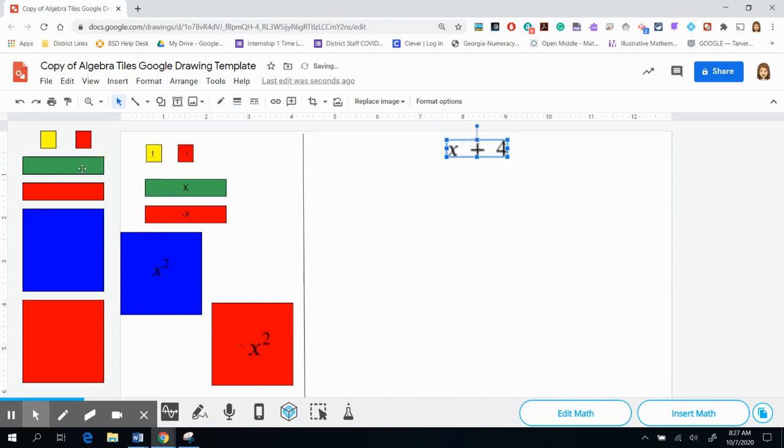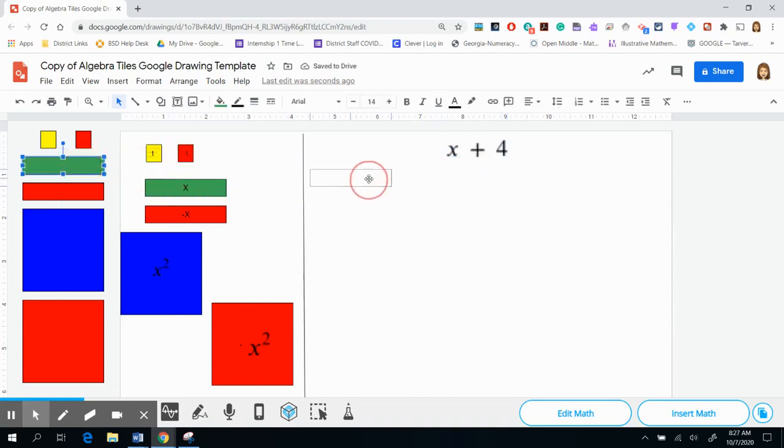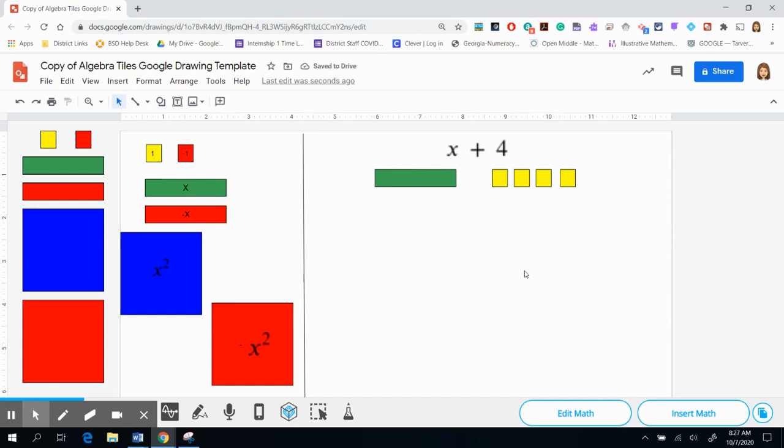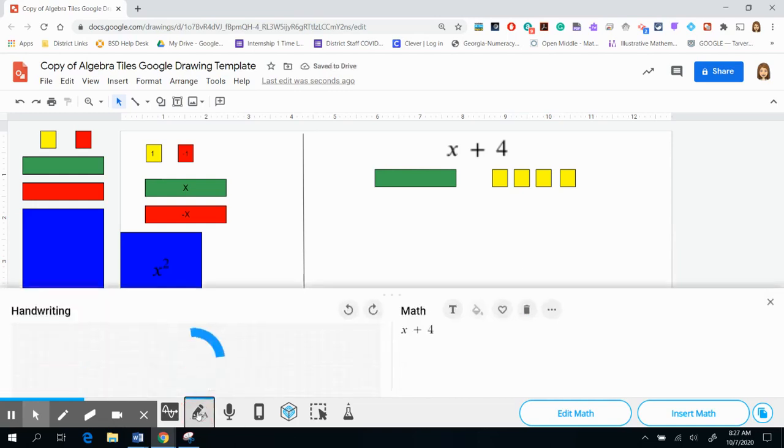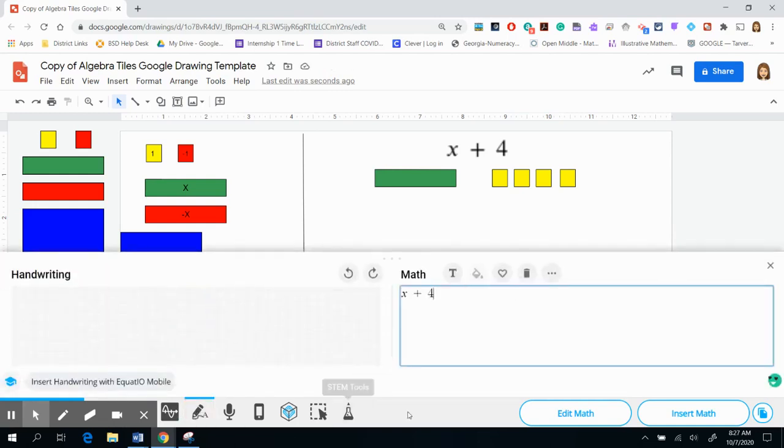X plus 4. One group of x plus 4 groups of 1. 1, 2, 3, 4. All right. Now we're going to build 2x plus 4.